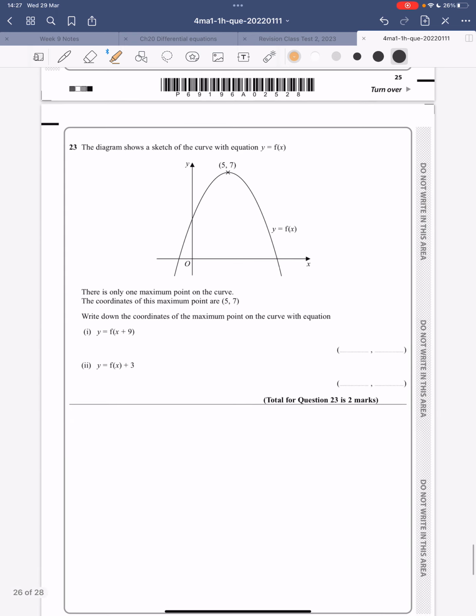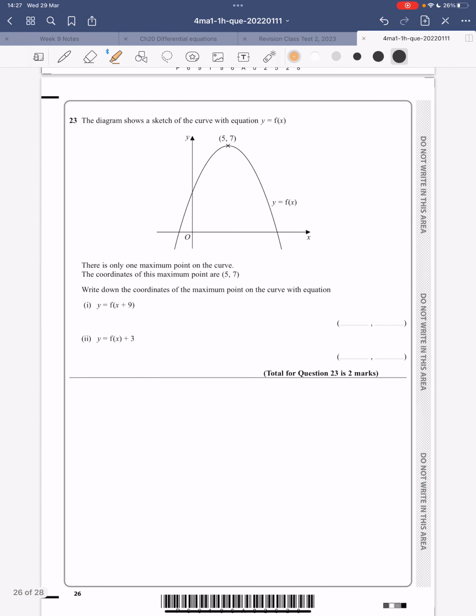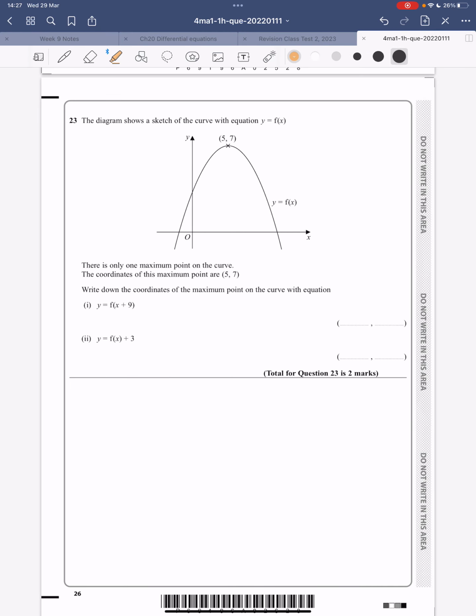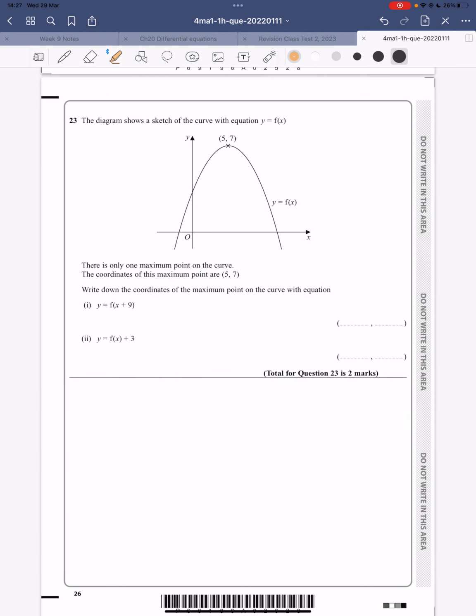Number 23, 24, two questions to go. The diagram shows a sketch of the curve with equation y equals f of x. There's a maximum point on the curve there. The coordinates are 5, 7. Write down the coordinates of the maximum point on the curve with equation y equals f of x plus 9.